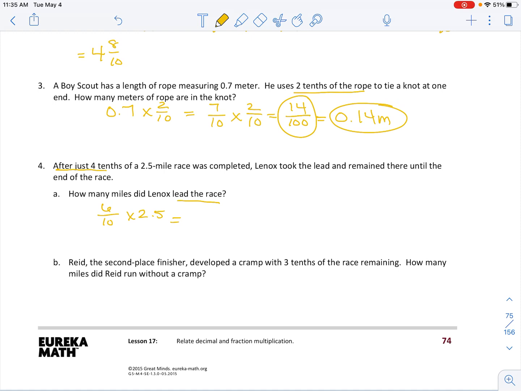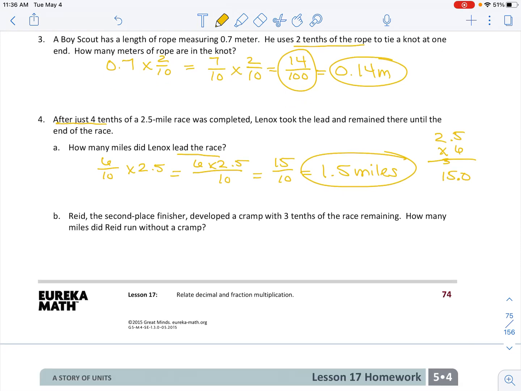So this is the same as 6 times 2.5 over 10. Well, 2.5 times 6 is 15. So we get 15/10, which is 1.5 miles. Again, you could have answered in a fraction or decimal. They do not ask specifically.